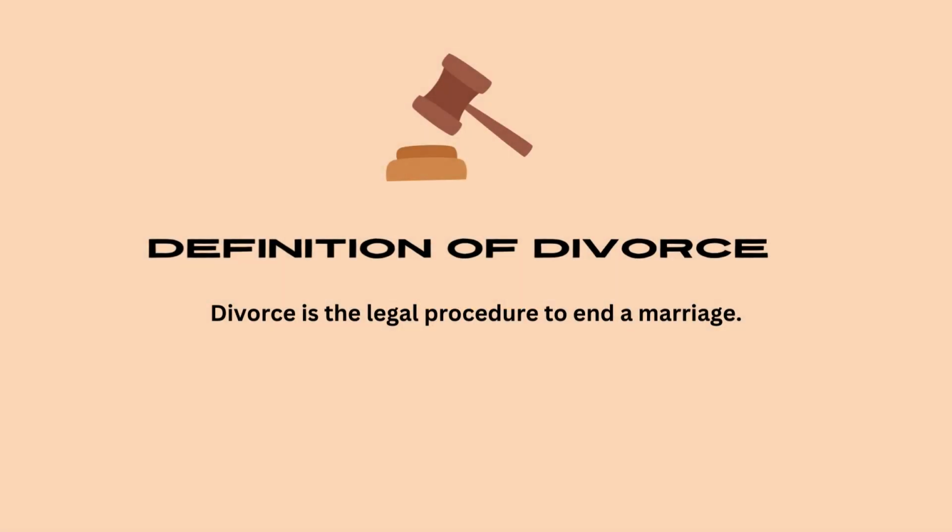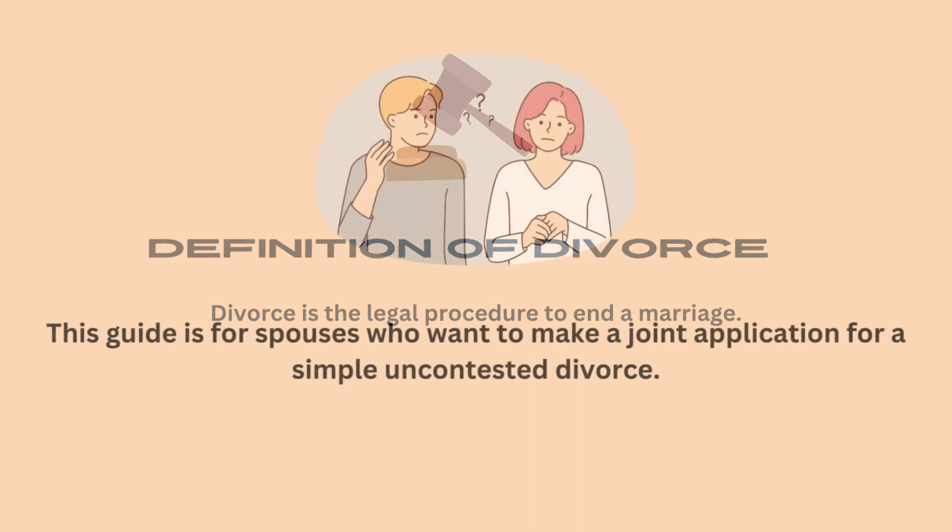So let's start with the definition of divorce. Divorce is a legal procedure that brings a marriage to an end, and after the court grants a divorce order, if no appeal is filed, the divorce becomes automatically finalized after 31 days.